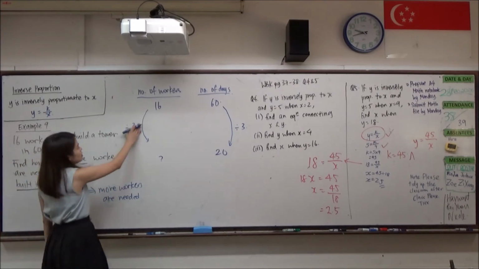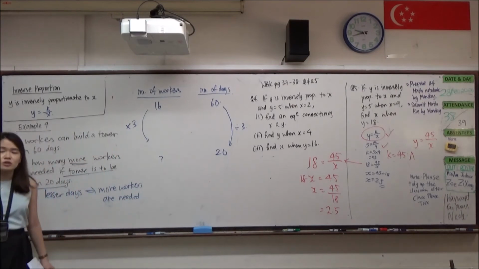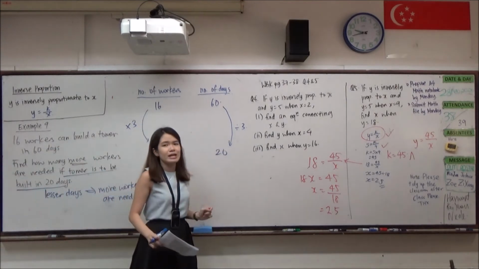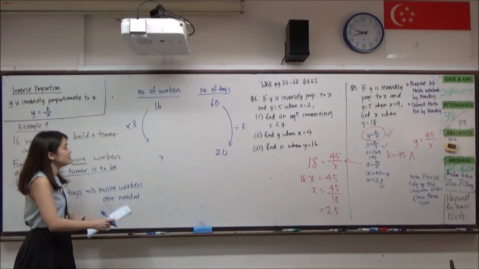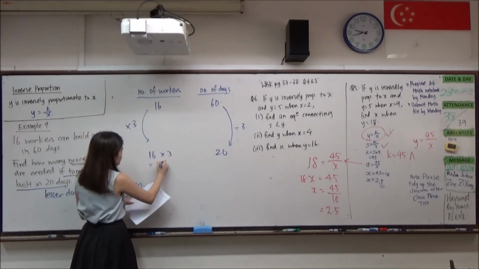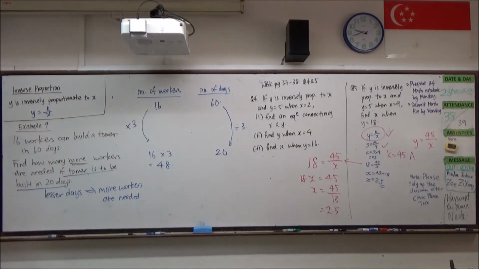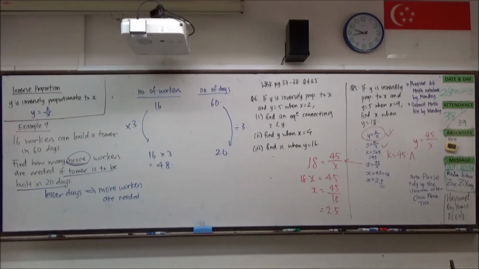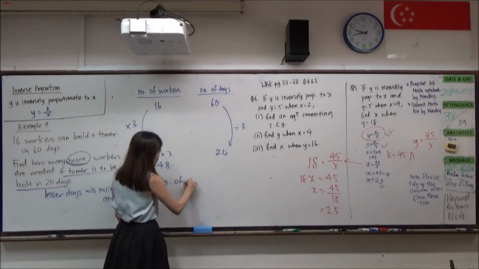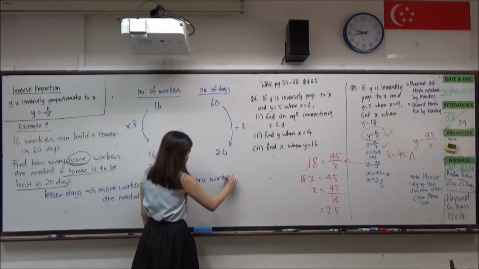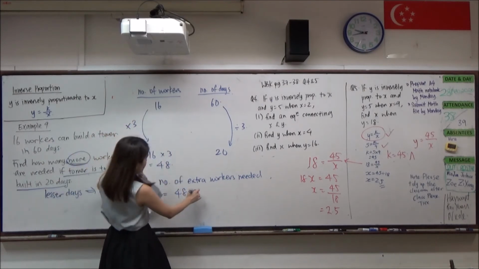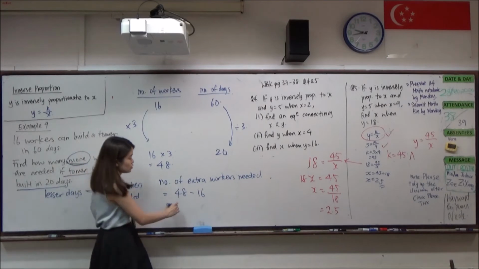Therefore, we need to understand inverse proportion over here, whereby one thing goes down, the other thing goes up, because workers and days are related inversely proportionally. So 16 times 3, I will be getting 48. So I will need 48 workers in order to complete the job in 20 days. But the question asks for how many more workers. So we need to be careful. The number of extra workers needed will have to be 48 minus what we already have, that is 16, so the answer is 32 workers.